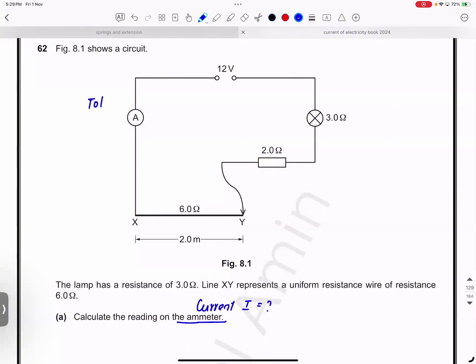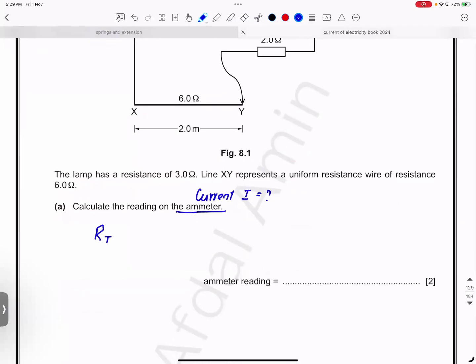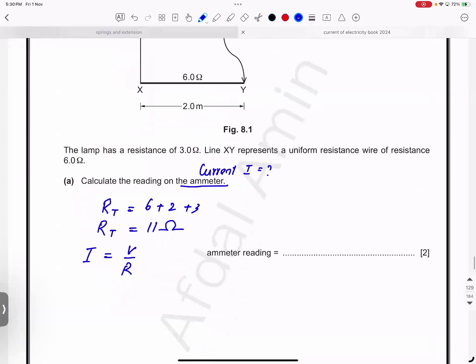Ammeter reading is actually giving you the total current, which is by the battery. So for total current, you first need the total resistance, which is 6 plus 2 plus 3. Total resistance is 11 ohms, right? So I is equal to V over R. The voltage is 12 volt over 11. 1.09, so 1.1 amperes.